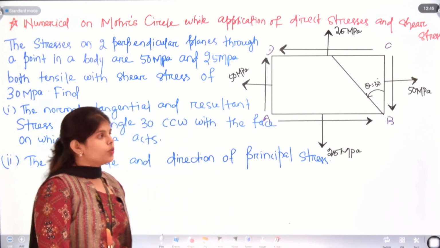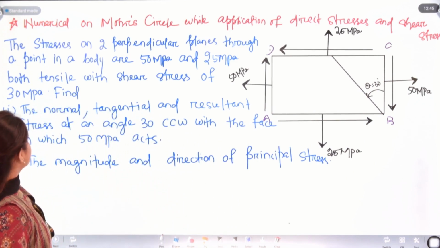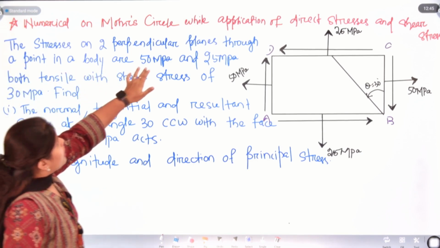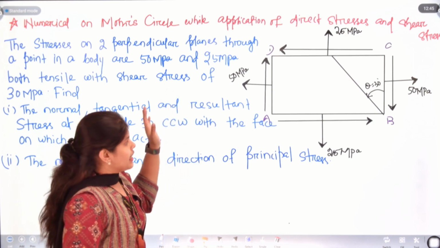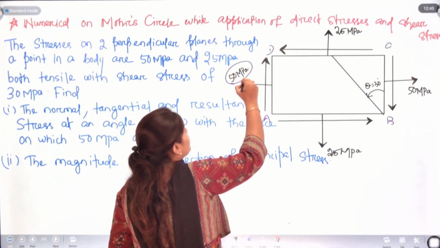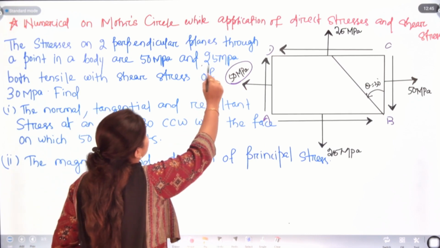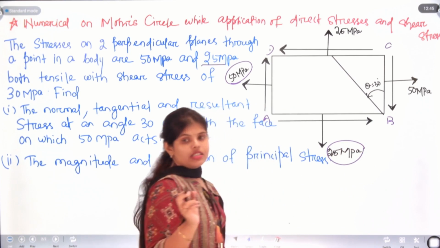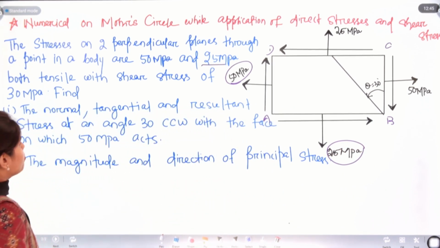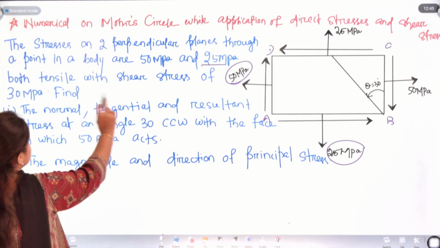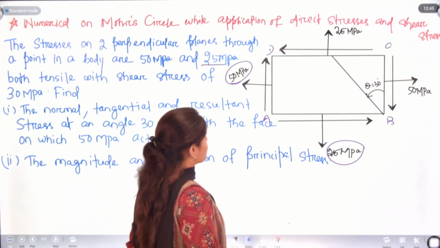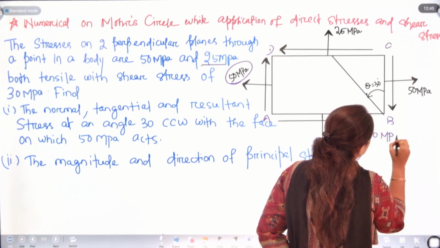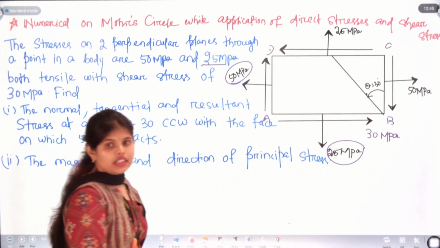Now, the stresses on two perpendicular planes through a point in a body are 50 megapascal. That says one will be your 50 megapascal and another one will be 25 megapascal. We know one is maximum and another one is minimum stress. So, both tensile with shear stress of 30 megapascal. So, this shear stress will be 30 megapascal.